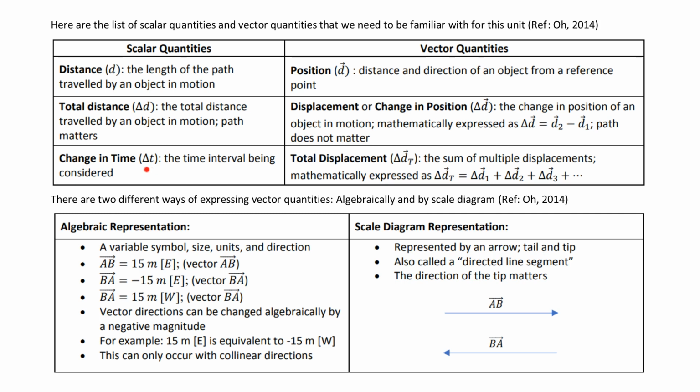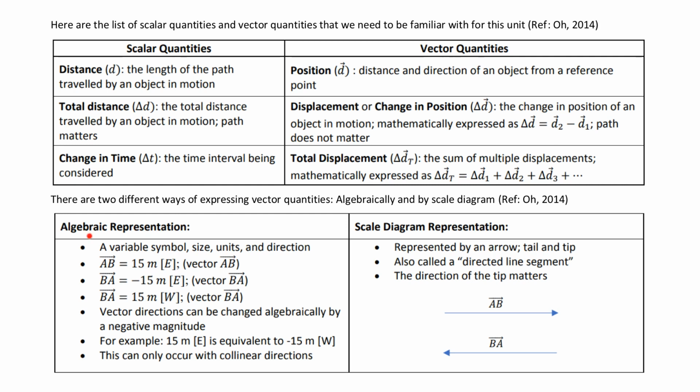Change in time is delta t. The change is represented by delta, and t stands for time, lowercase t, and this is the time interval that we considered. And the total displacement is the sum of the magnitude of all the displacements. So if we have multiple displacements, we just add them like this. And we'll do an example soon to get an idea of that.